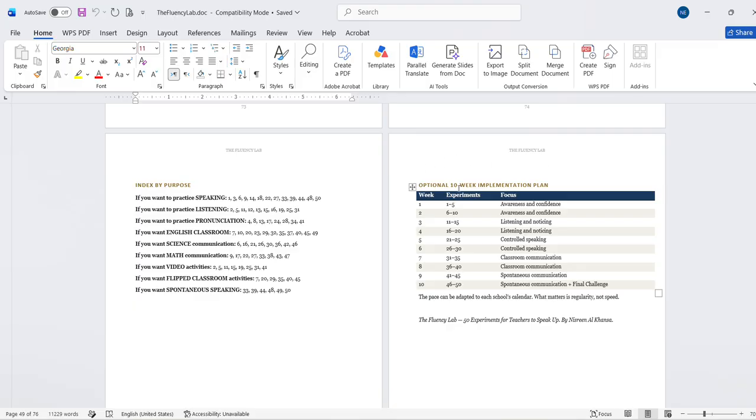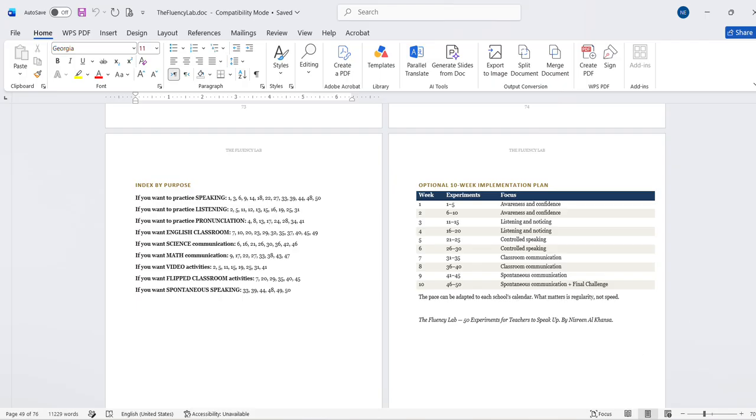And here is an optional 10-week implementation plan. From week 1 to 5, for example, this is what I was focusing on. The focus is gradually increasing. First of all, you have awareness and confidence. Then you focus on listening, then control the speaking, till you reach spontaneous communication and the final challenge.